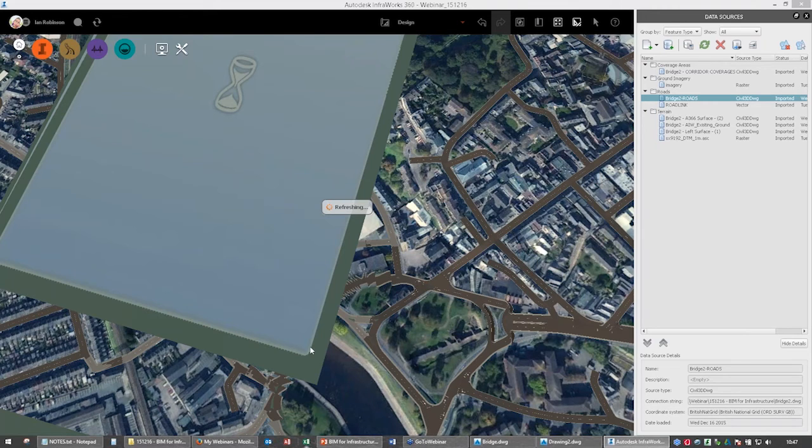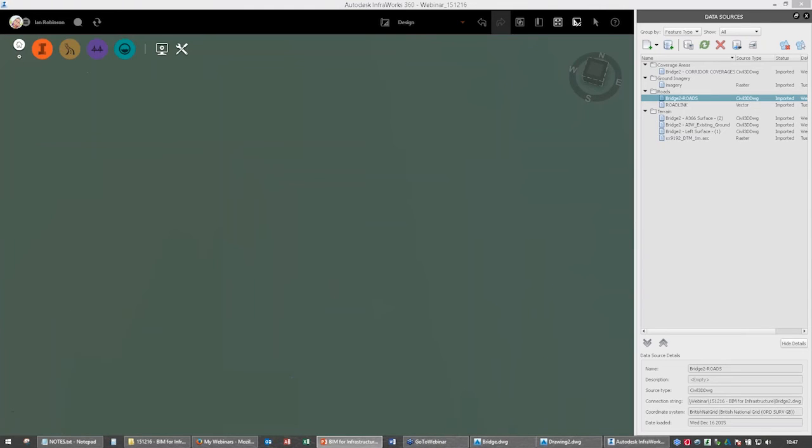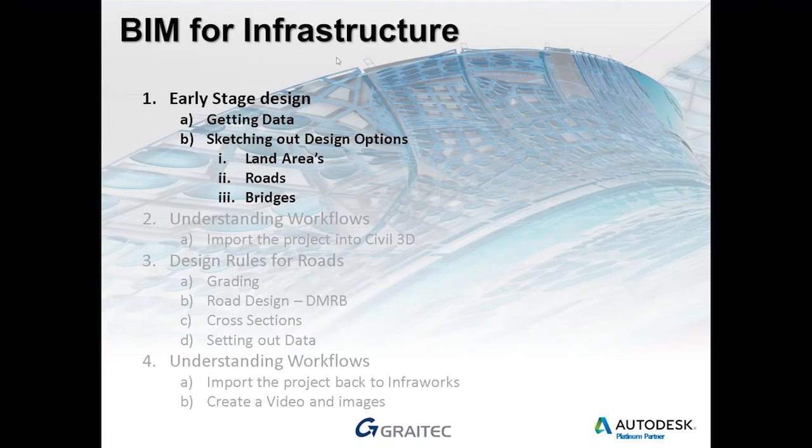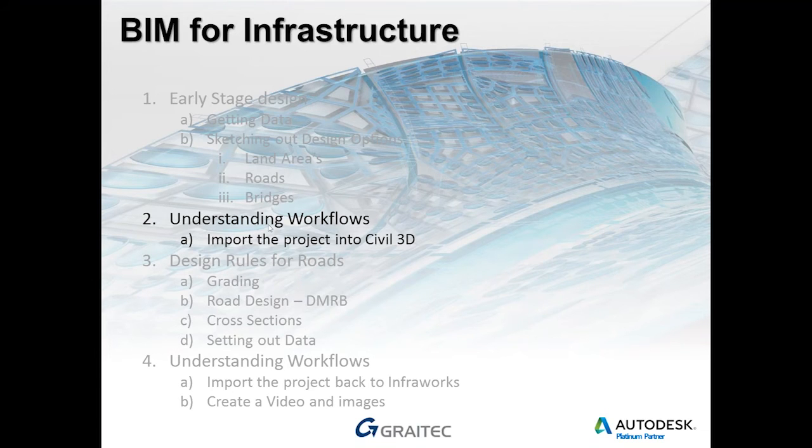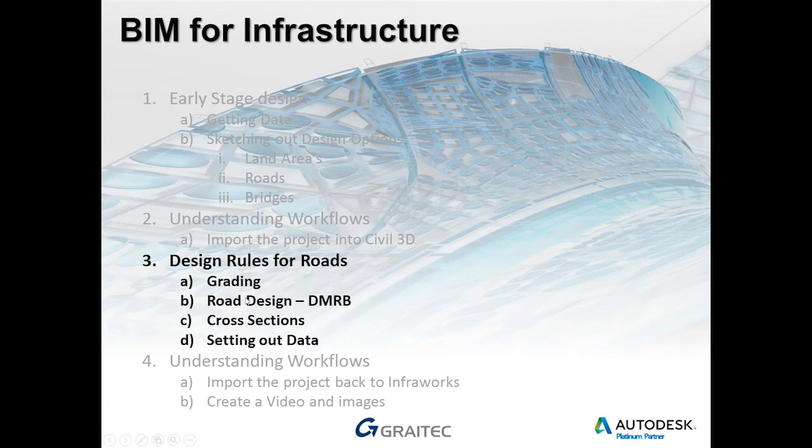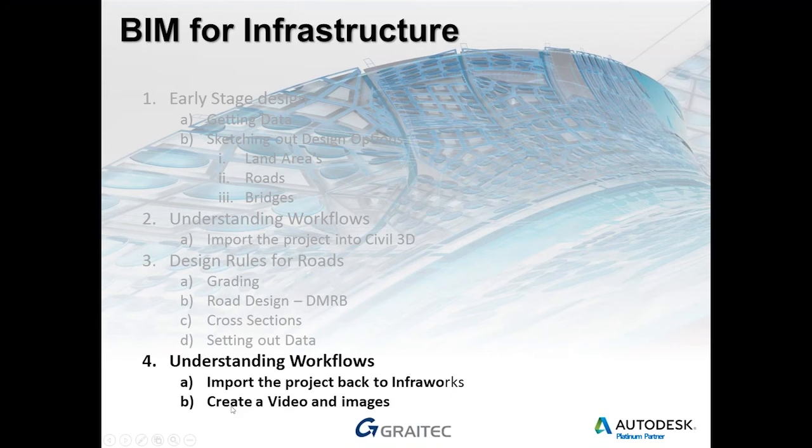So while that's working, let me shift F5. Okay, so we've got the data in. We didn't do the land areas, but we've done a road and a bridge. We've imported the project into Civil3D. We've looked at design rules. I haven't done any grading, but we've done the road design to DMIB standards. I did long sections, I didn't do cross sections, and I didn't do setting out data. We've brought the project back into Infraworks, and now, looking at the time, we're going to do the create video and images.